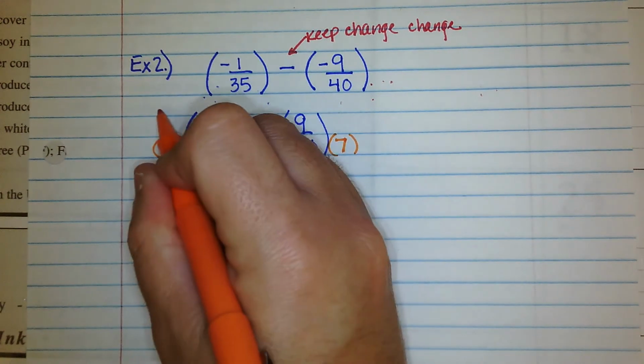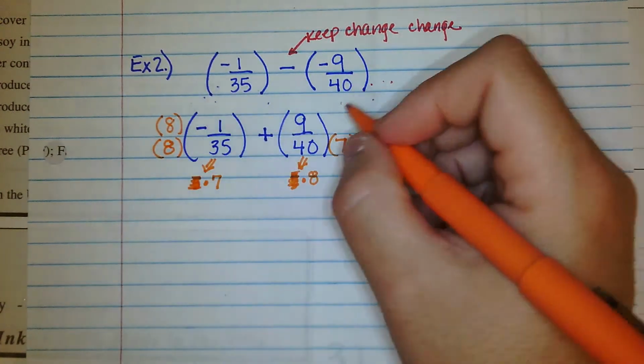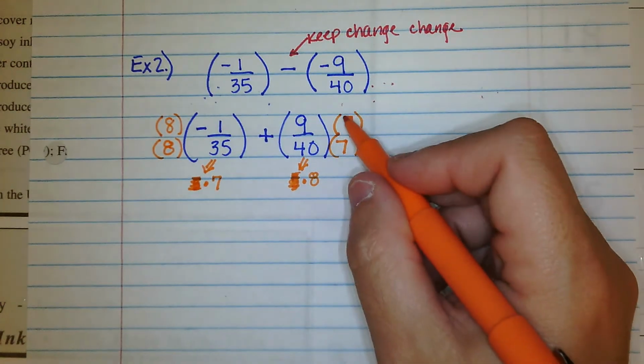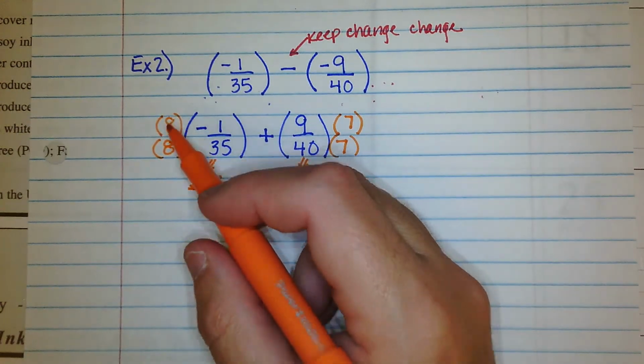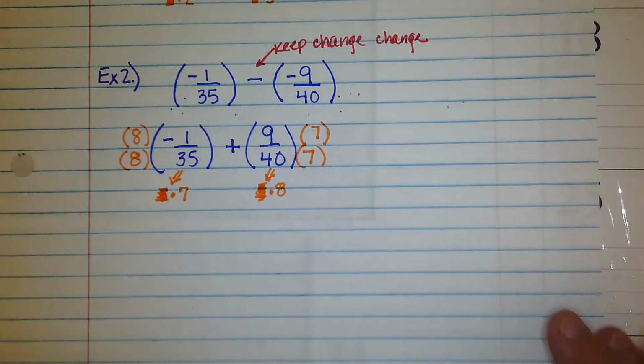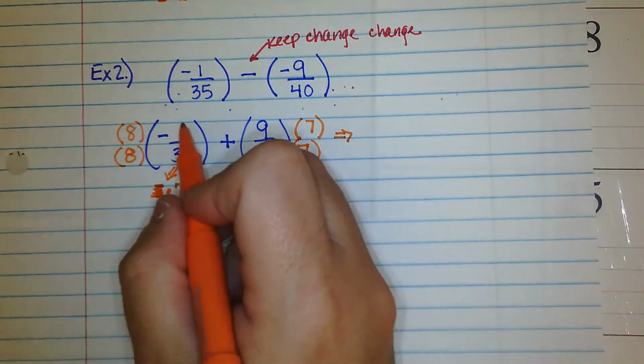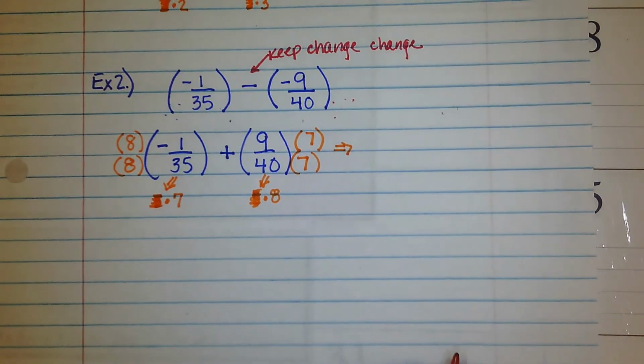Remember, whatever you do to the bottom, you got to do to the top. So 7 here, 7 here. 8 down here, 8 up here. Now we're ready to do the second step. Second step is remultiply and figure out what your new fractions are.